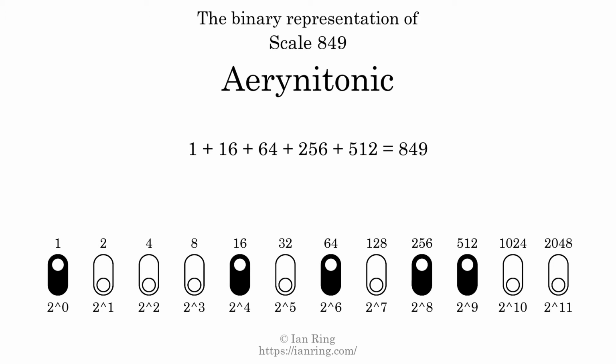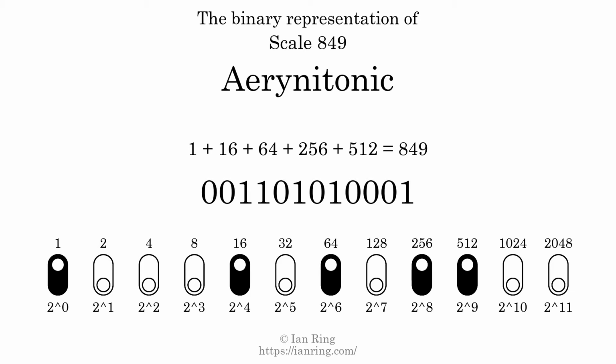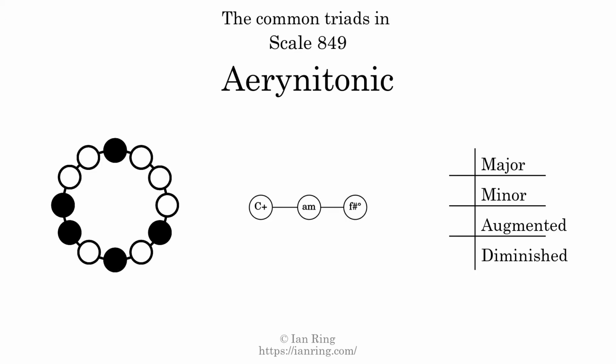The scale number not only enumerates the scale with a unique index, but it also literally describes the tonal content of the scale. Represented as a binary number in base 2, the scale number is 00110101000001. Here are the common triads present in this scale.